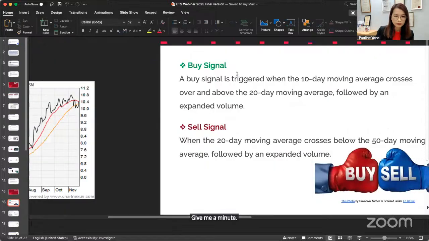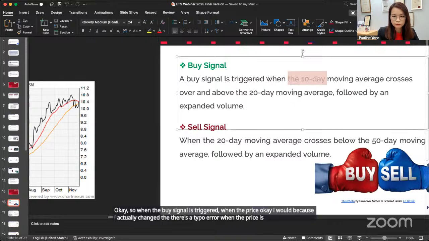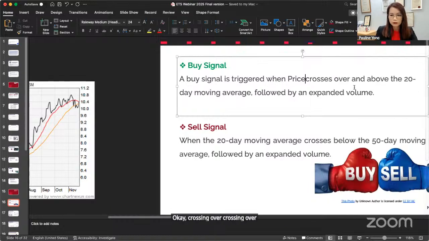Okay, so when the buy signal is triggered, I actually changed it; there's a typo error. When the price is crossing over the 20 MA line, then it will be a buy.